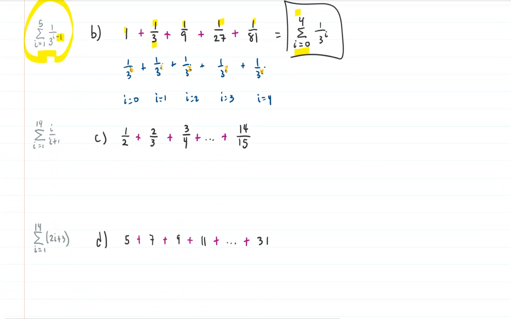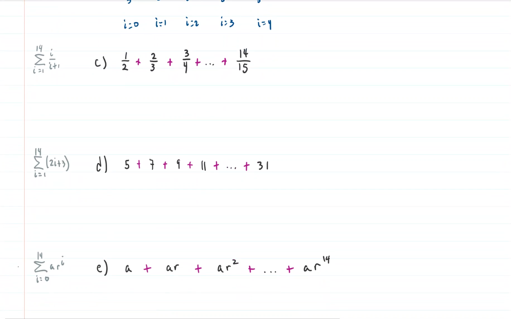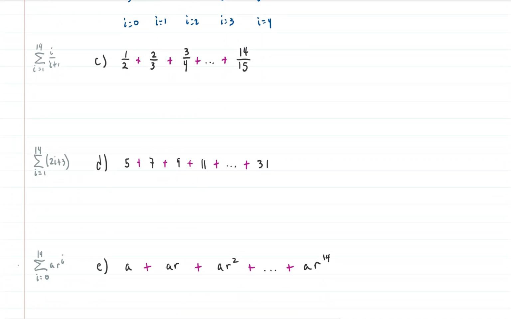Let's move on to C. Let's look at what we have that is the same. Well, nothing is the same, right? The top goes from 1 to 2 to 3 on up to 14 in integers. And the bottom is 2, 3, 4, and on up to 15 in integers. None of those terms stay the same, but one thing that does remain the same is that the top is always 1 less than the bottom. Or we could say the bottom is always 1 more than the top.